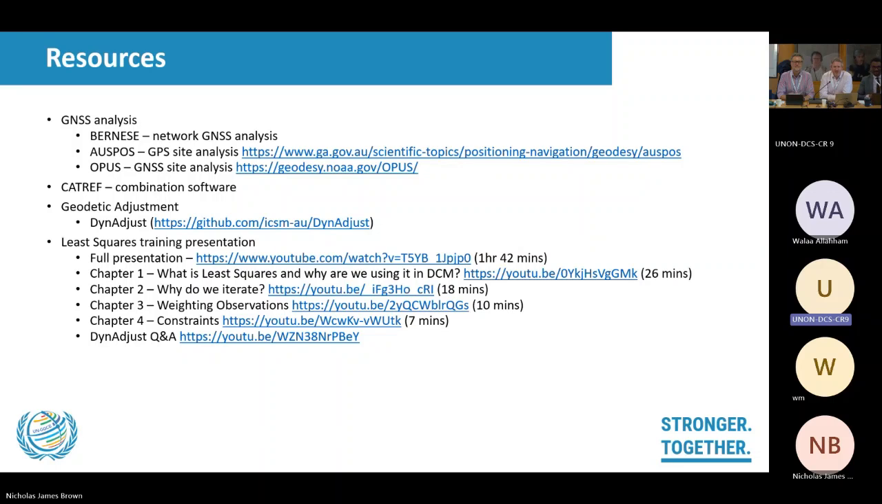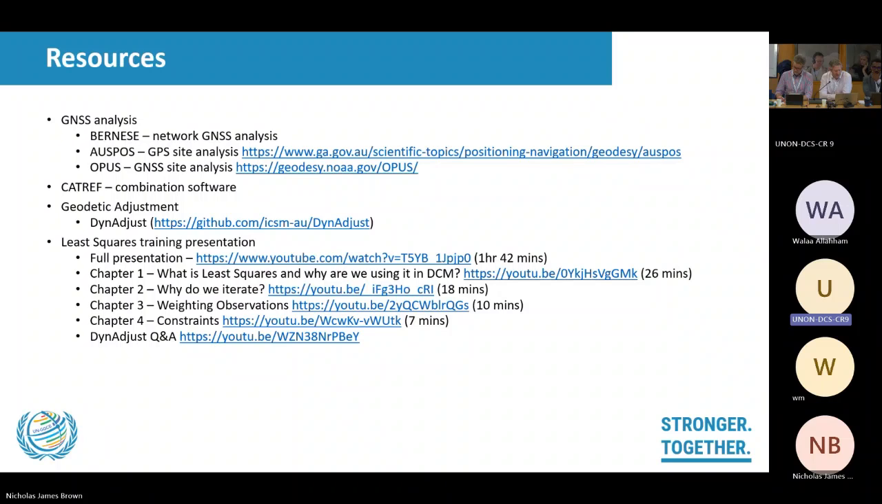So here's some other resources and things if you're trying to understand where all these steps come in. That GNSS analysis that I mentioned, that's using Bernese software that we've used. Or you can use OzPOS, and we've got links to OPUS, as we mentioned yesterday, from the US as well. The combination software is called CatRef, if you're trying to understand some of this terminology. There's a link through there to the geodetic adjustments with DynAdjust.